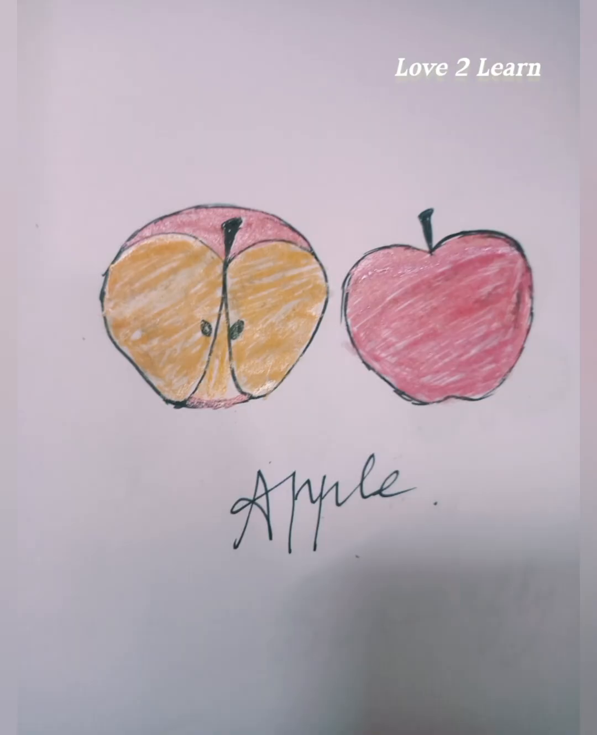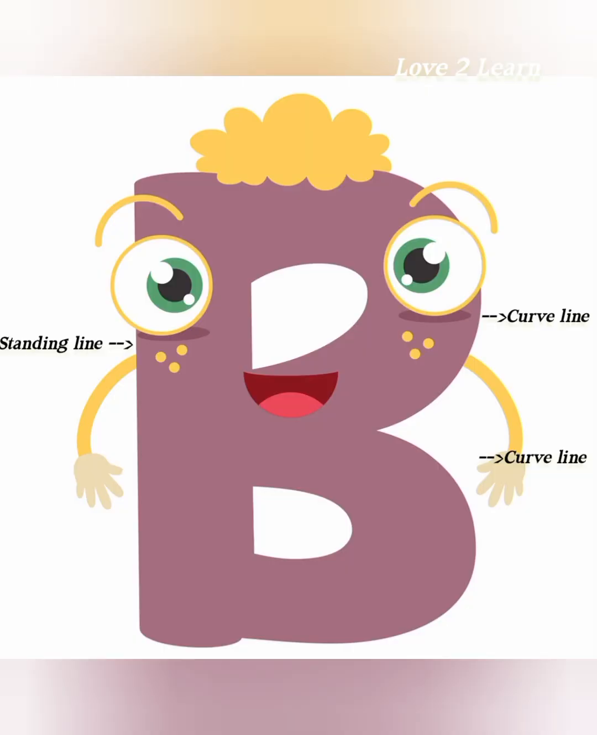That's all completed. How is this? And now let's see the second letter, B. Standing line and then 2 curved lines. This is alphabet B.